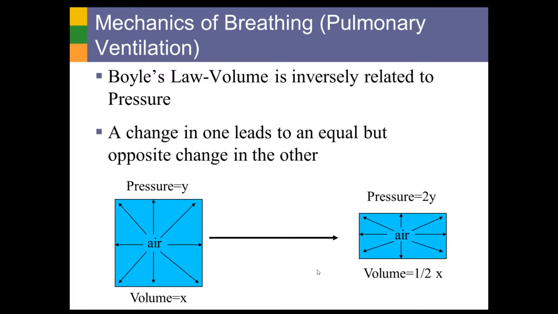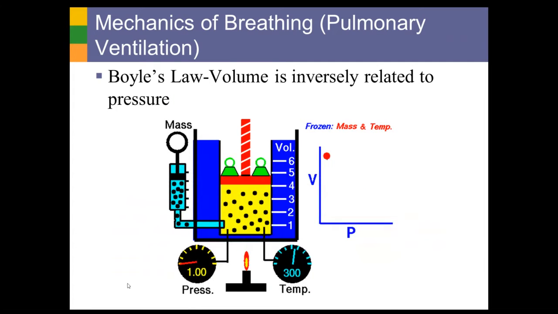If you said it doubles, you are correct, right? Because now we have half the amount of space containing the same amount of air. So this is just an illustration that Boyle's law tells us if there's a drop in volume, pressure is going to increase with equal magnitude. This is a little contraption I found online that illustrates that. As volume decreases, pressure increases, and vice versa.